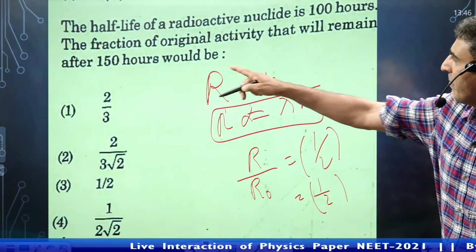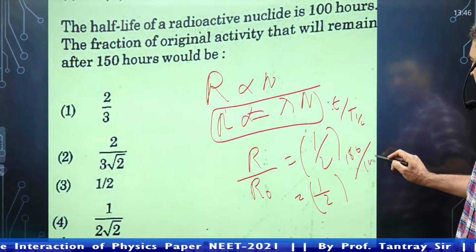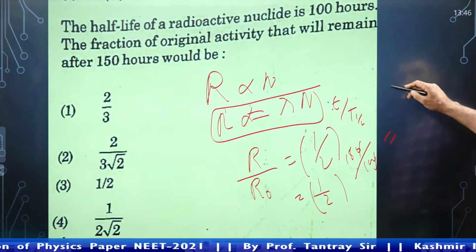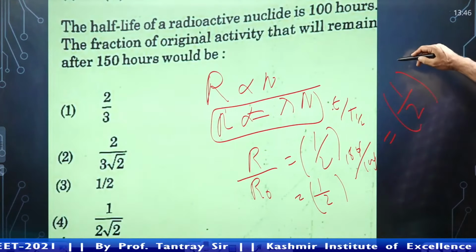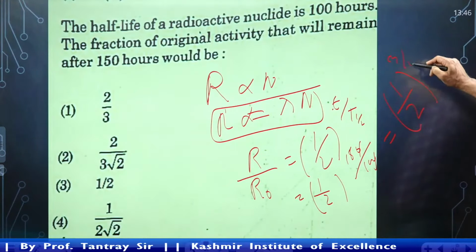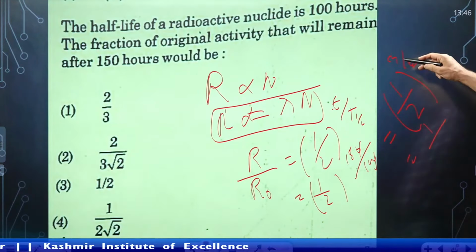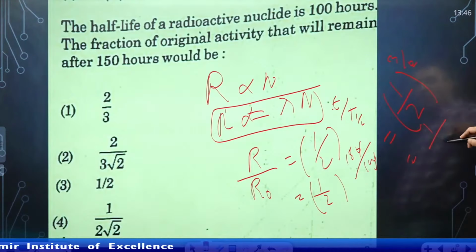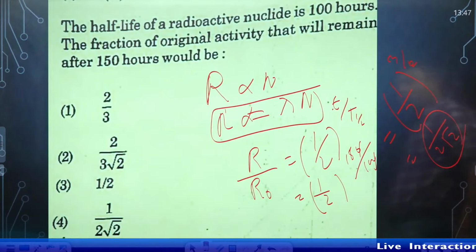So it is 1 by 2 whole raised to the power. What is t? Total time, 150 hours. What is the half-life? 100 hours. The zeros cancel. It is 1 by 2 whole raised to power 15 by 10, that is 3 by 2. So it is 1 by 2 raised to power 3 by 2. 2 raised to power 3 means 8, and by 2 means root. That's root 8, that is 2 root 2. You can check it out for yourself. 1 by 2 whole raised to 3 by 2 is 1 by 2 root 2. That is the answer.